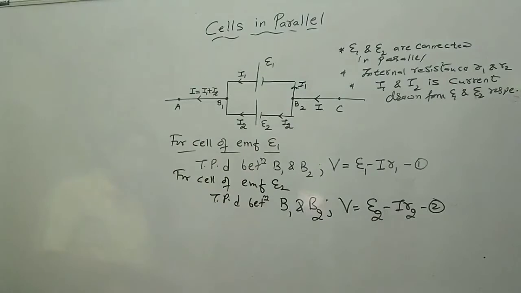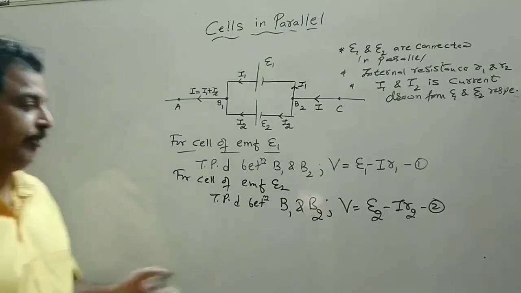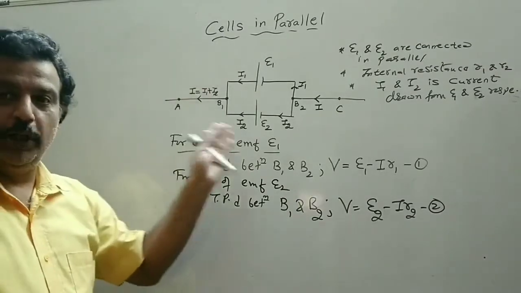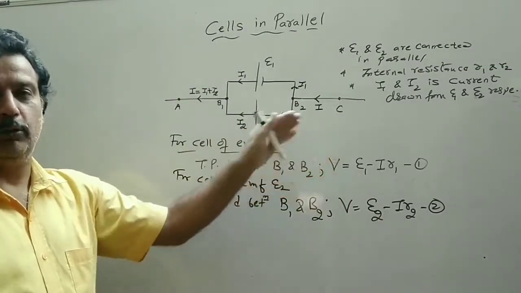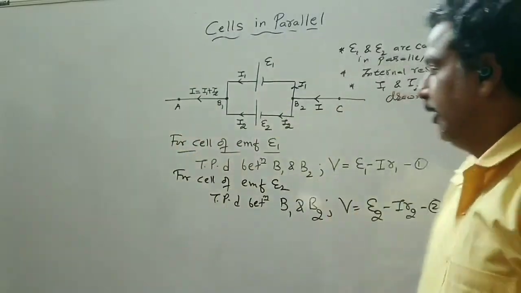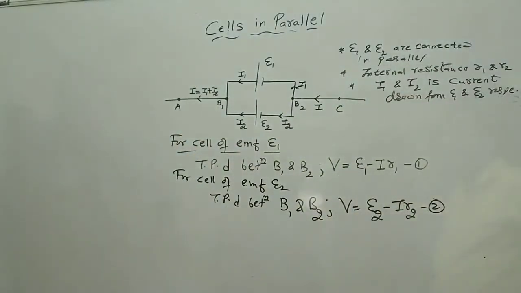So first we find the terminal potential difference between the two points of the cell. Earlier it was points A, B and B, C. That was a series combination, so the terminal potential difference was different. Here the terminal potential difference is the same.